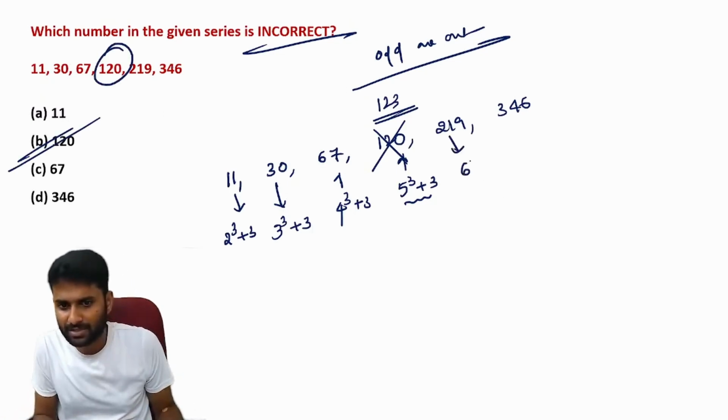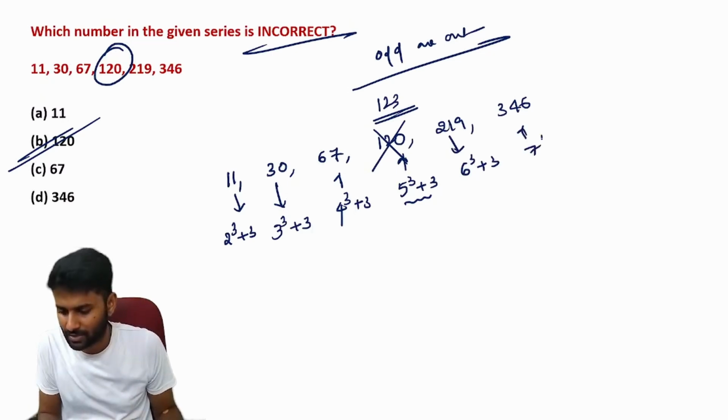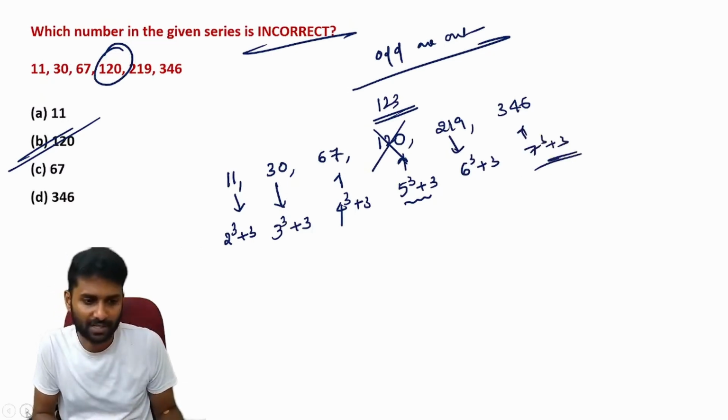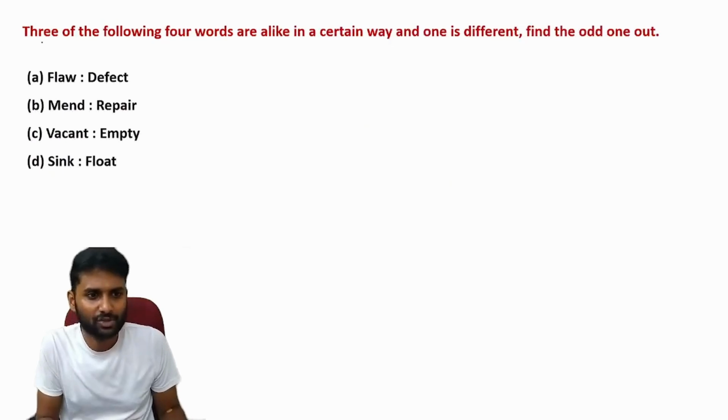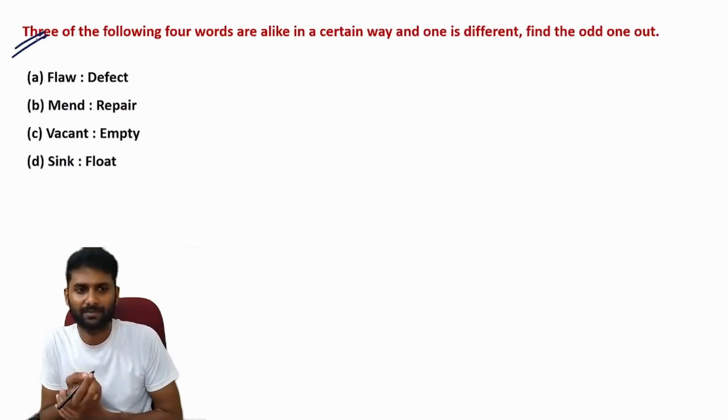See, this is 6 cube plus 3 and this is 7 cube plus 3. Very good. Next, guys, try to solve this question and post your answer in the comment section.